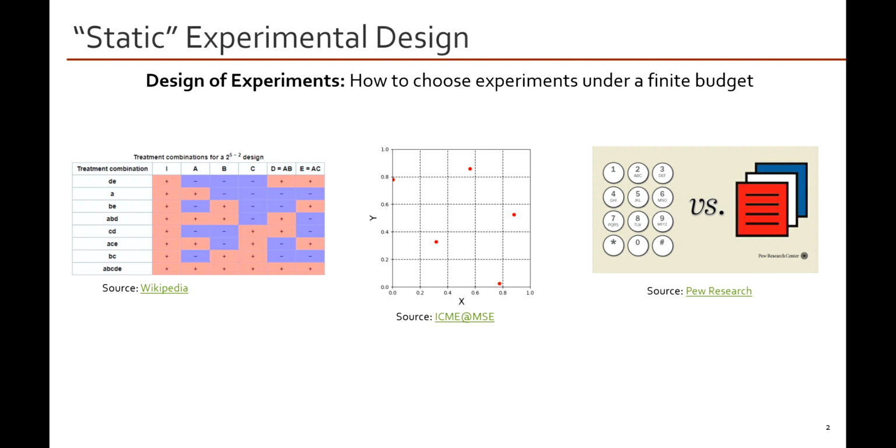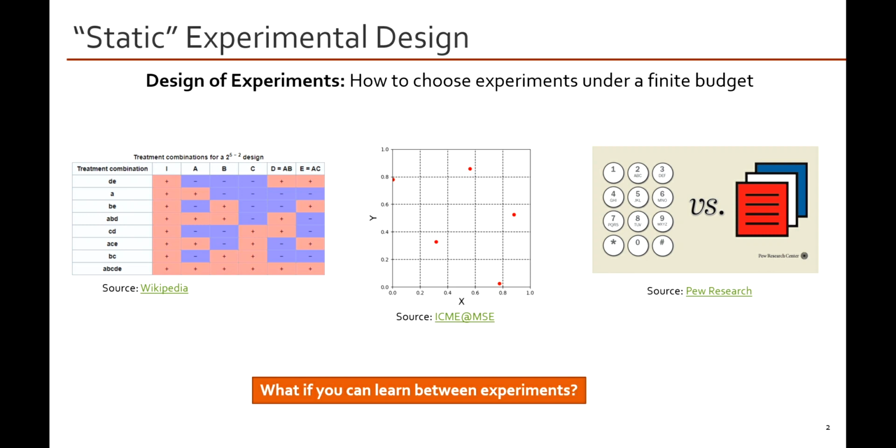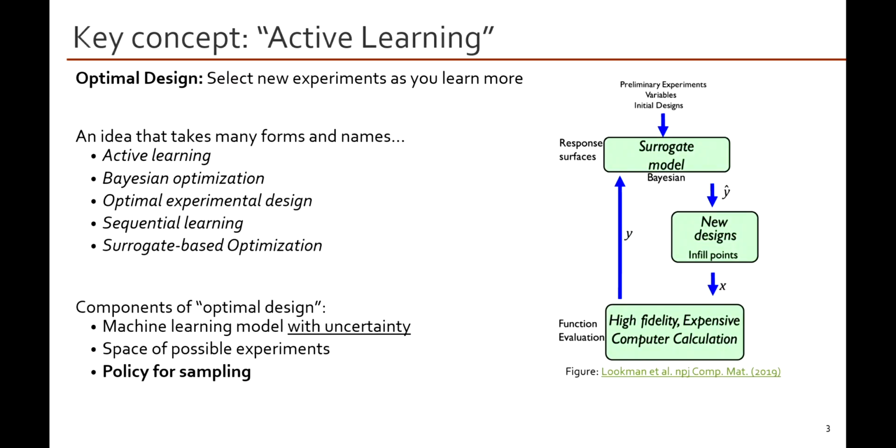And while these static methods for experimental design have their place, the area we're going to talk about in this lecture is how you could design an experiment such that you can leverage the ability to learn between experiments. And as we demonstrated in yesterday's lecture, there are many methods for machine learning that let you learn and also be able to identify the gaps in where your model's understanding is.